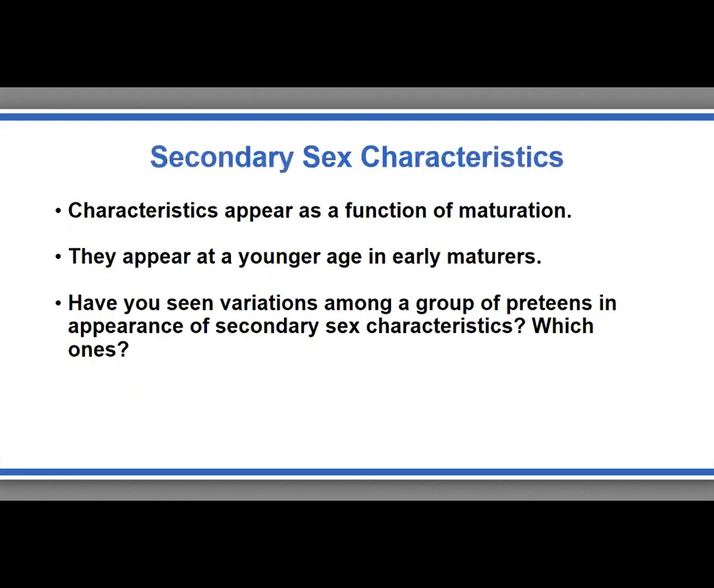Secondary sex characteristics appear as a function of maturation. They appear at a younger age in early matures. Again, with boys and girls, they may start developing, some kids will develop more secondary sexual hair growth at an earlier age versus some that are older.